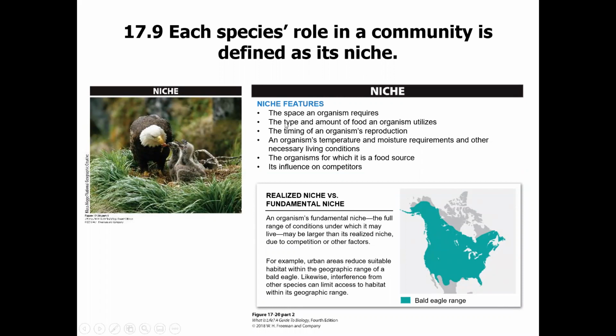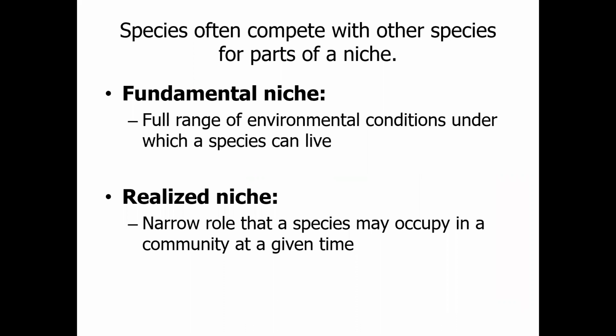So, niche features can include how much space the organism requires, the type of food and the amount of food the organism needs, when the organism reproduces, what temperature and moisture conditions they can actually live in, what organisms they rely on for a food source, and ultimately, how they influence competitors. An example of a niche would be something like being a predator or being a prey, being a decomposer, being an herbivore. These are all roles of an organism in the community.